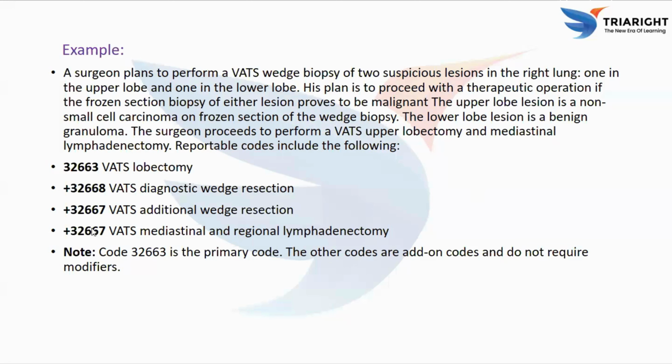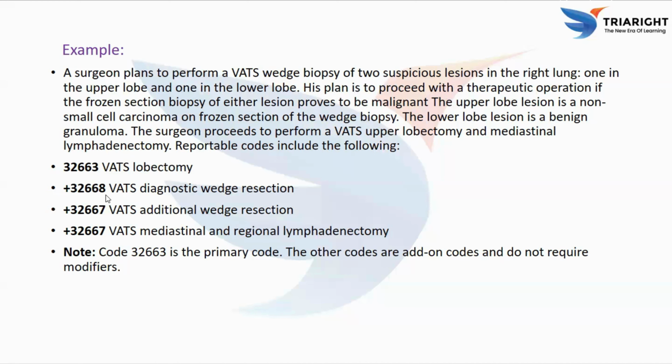So how do you code in step 1? You have to assign the code 32663 for thoracoscopy surgical with lobectomy. And step 2, 32668, which is an add-on code. So the surgeon performed a wedge biopsy to determine the diagnosis.